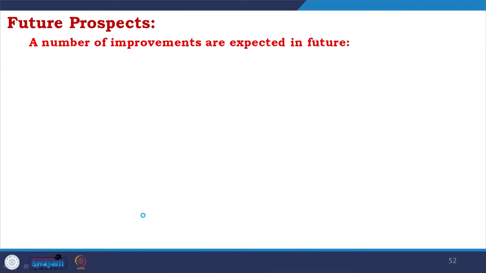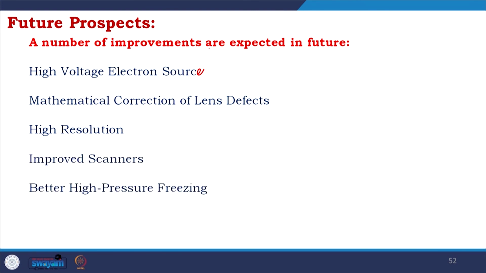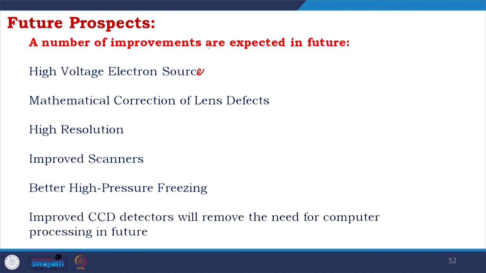I will finish with the future prospects. A number of improvements are expected in future: a high voltage electron source, mathematical correction of lens defects, the aberrations, higher resolutions, improved scanners, and better high pressure freezing, which is one place where a lot of work is needed. Improved CCD or direct electron detectors will remove the need for computer processing in future. So, that is about cryo-electron microscopy.